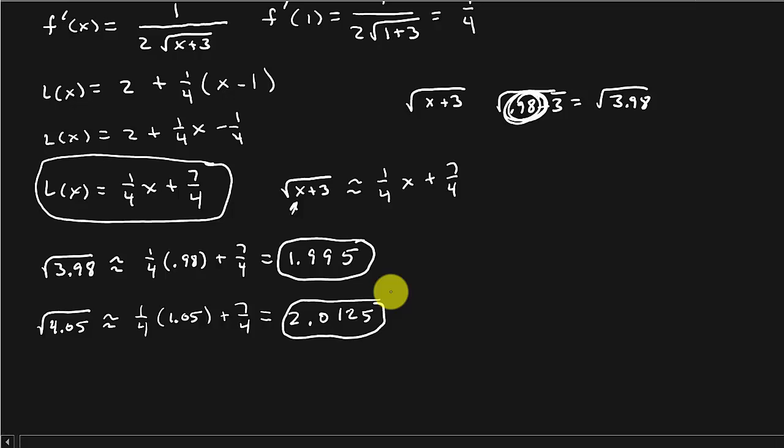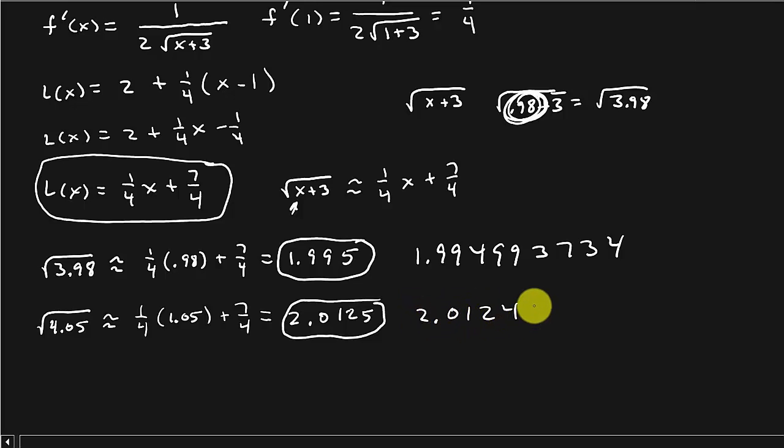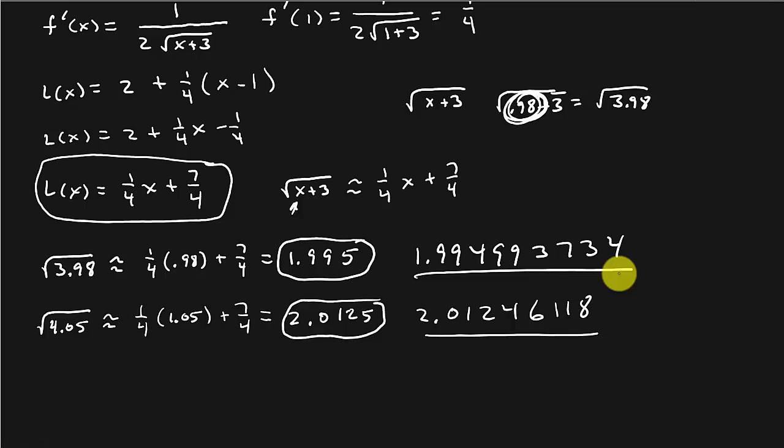Now, let's grab the calculator and put in square root 3.98. Punch that into the calculator and let's see what it gives us. The calculator answer is 1.994993734. So you can see it's pretty accurate there. And then we've got the square root of 4.05 in the calculator. That's 2.0124618. This answer and this answer, that's what the calculator gives us. All right, so it's a pretty good approximation, isn't it?